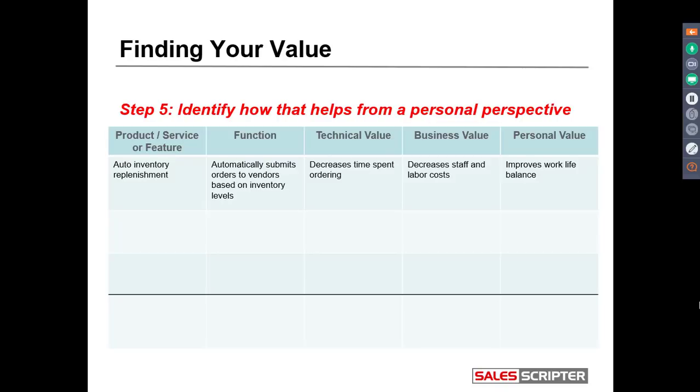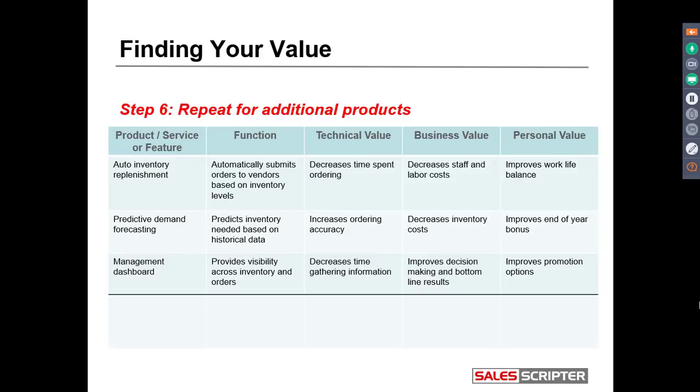So we're improving their work-life balance. So that's a step-by-step process that we started with the product, and we ended up with 3 value points, okay? And so then from there we can continue for additional products or services or features that we have.